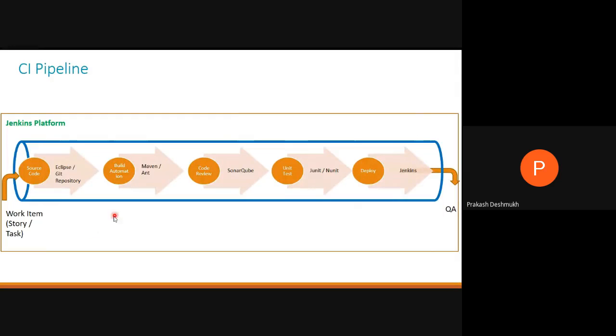Yeah, so we covered Git repository, and then build automation in Jenkins using plugins, etc. Then Sonar code review, JUnit, and then Jenkins again using plugins for deployment. So this is the build pipeline.